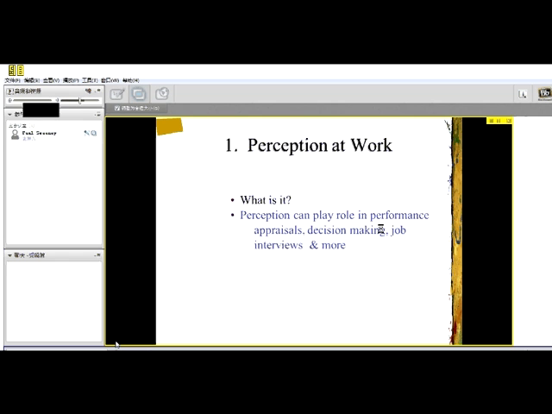And so the first way I'll start out to try to prove this to you is that perception can play a role in work behaviors such as performance appraisals. No one likes a performance appraisal. I don't know any employee on the globe that says, gee whiz, could I have another performance appraisal this quarter? People don't want that. But yet performance appraisals, perception plays a big role in those appraisals.